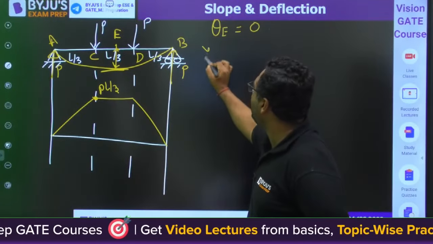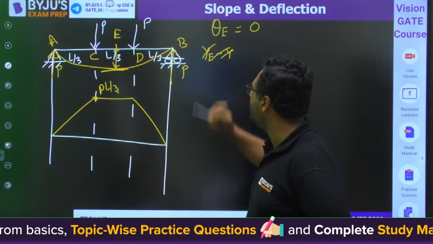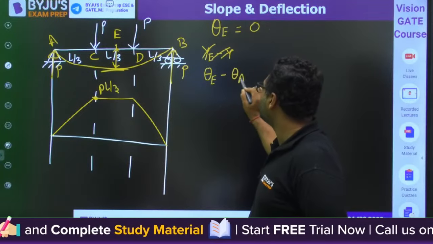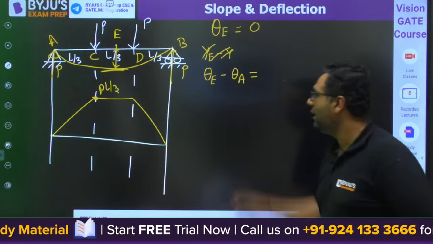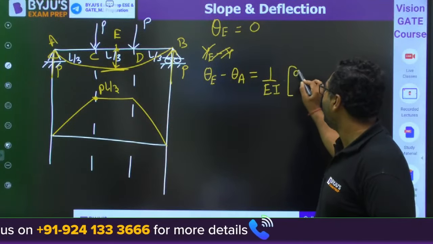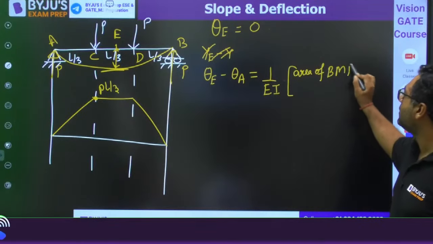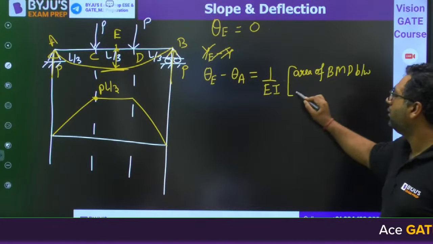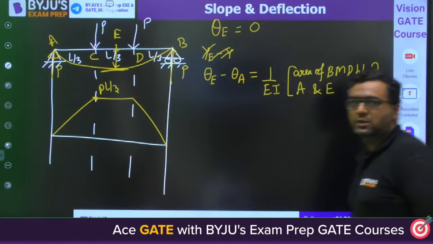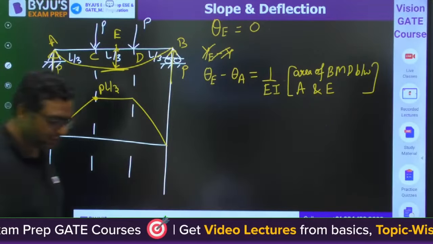So you will write deflection at E minus deflection, but we want slope, so slope at E minus slope at A. This is a prismatic beam, so 1 upon EI times the area of BMD between A and D. Solve it, get the answer.